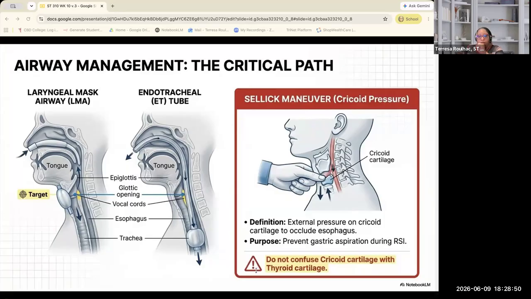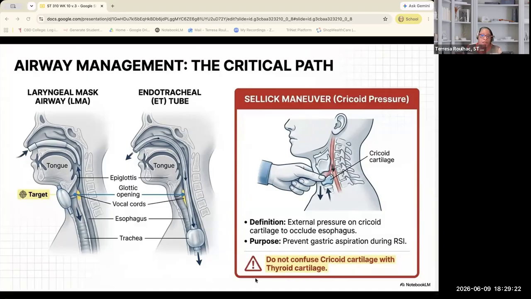Okay, let's say we're trying to get the patient to sleep fast, right? What might happen if stomach contents come back up before the airway is protected? Yes, aspiration. Okay. Now, if the stomach contents do come up, it can be very serious.